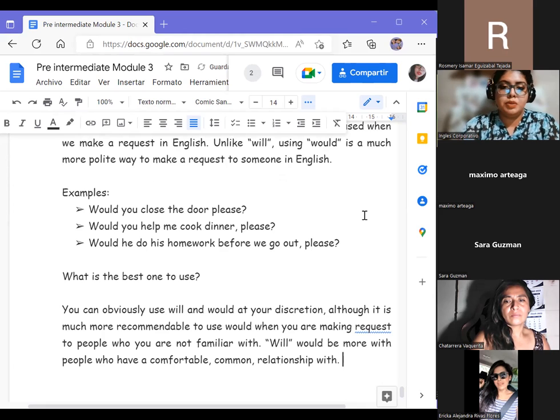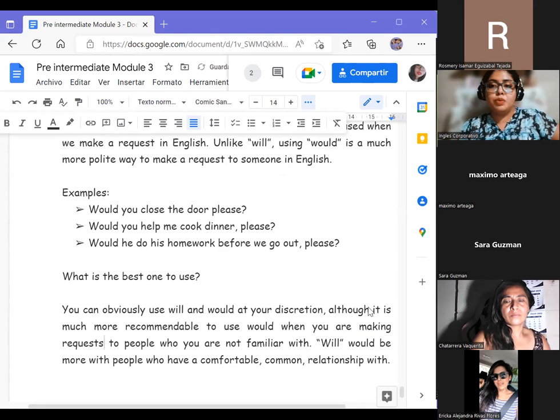So there are the specifications for the use of "will" and "would" when making a request. And that is the ending part of that topic.